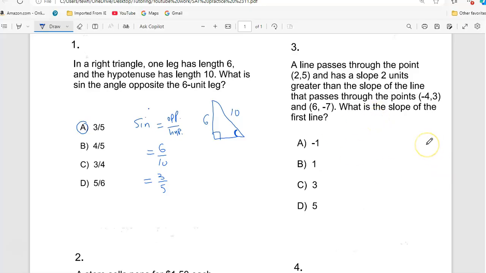Okay, let's go over it. The line goes through this point and has a slope 2 units greater than the slope of the line that goes through these 2 points. So we have to find the slope of the second line first. What is the slope of the second line? What's the slope in general? Rise over run. Difference of y's over difference of x's of these 2 points.